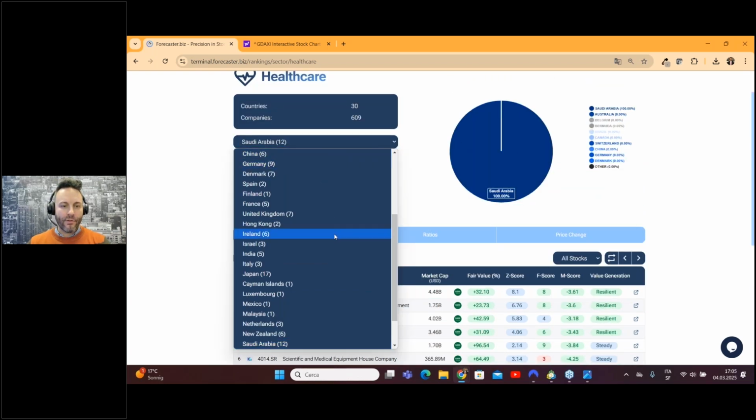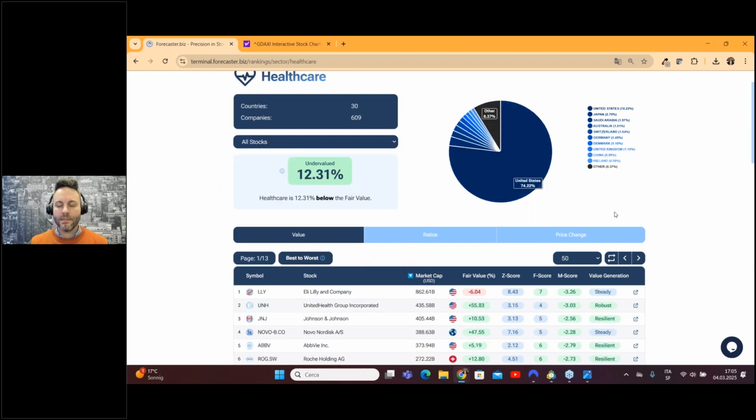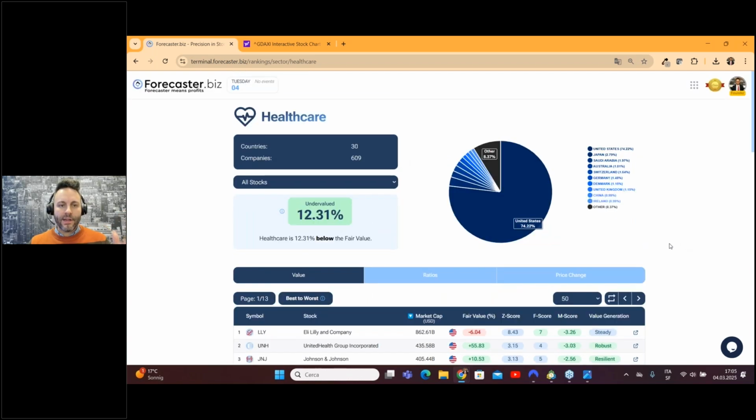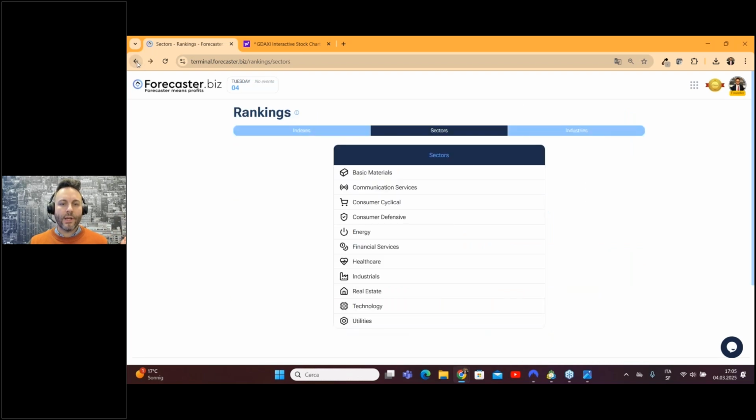Okay, of course, you can do the same with all the companies. I mean, this is a very nice tool you can use in order to deep dive inside the market. And deep dive inside the market means you can find the best opportunities. Okay, so we have 1, 2, 3, 4, 5, 6, 7, 8, 9, 10, 11 sectors.